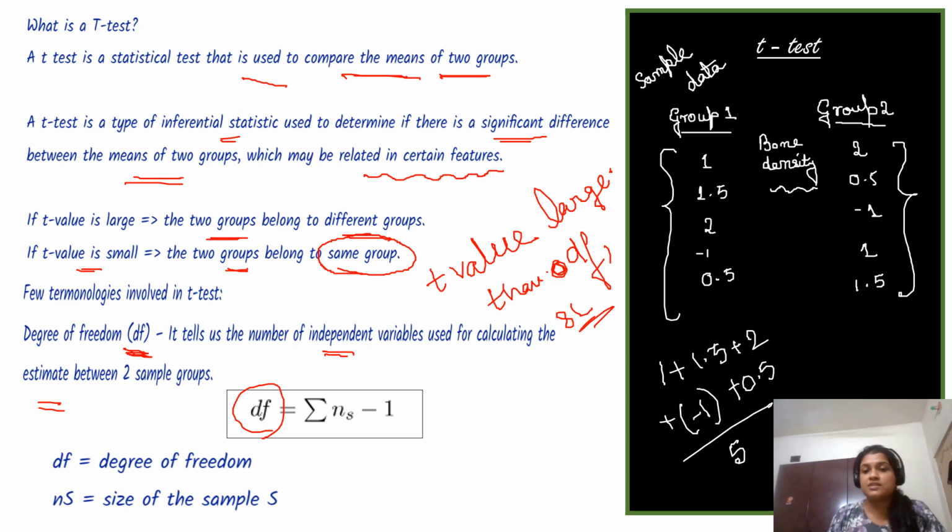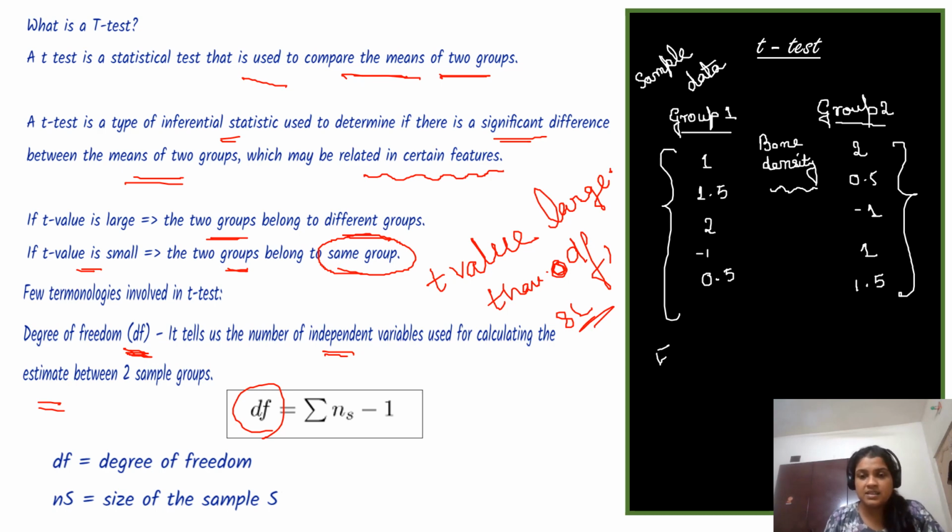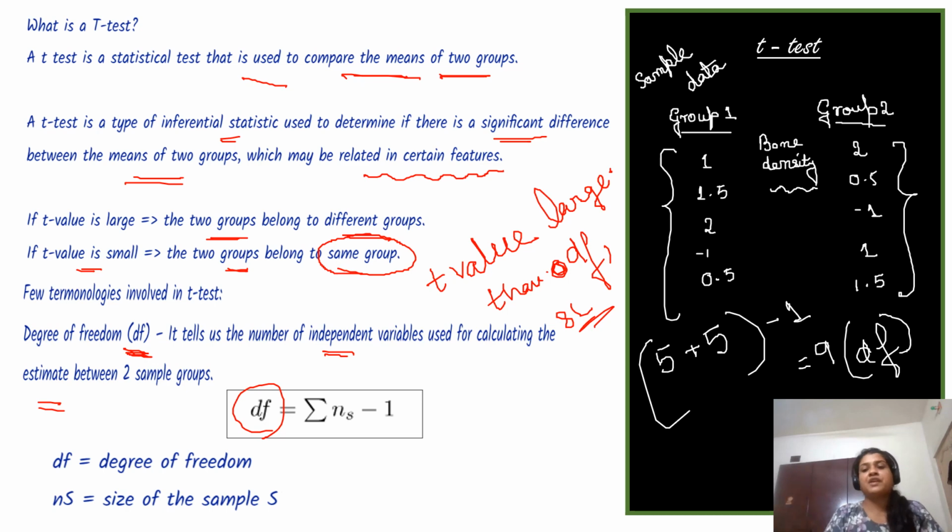For example, for this one, it would be, wait. Here, there are 5 plus 5 samples in group 1 and group 2, minus 1. So 9 will be the degree of freedom. Clear till now? So this is one of the terminology that is involved in t-test, that is degrees of freedom.